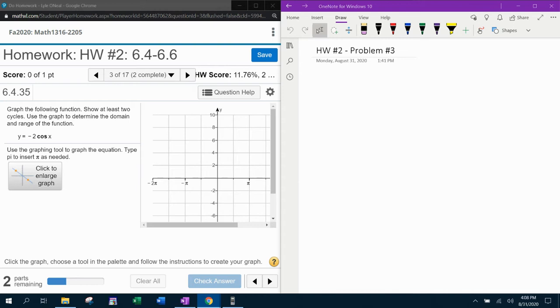They want us to graph the function, show at least 2 cycles, and use the graph to determine the domain and range of the function. Since we're going to be graphing online, where it says show at least 2 cycles, that's going to be kind of irrelevant because it's going to show the whole graph anyway. But let's get started looking at how we're going to get this thing graphed. First, we're going to copy down the equation.